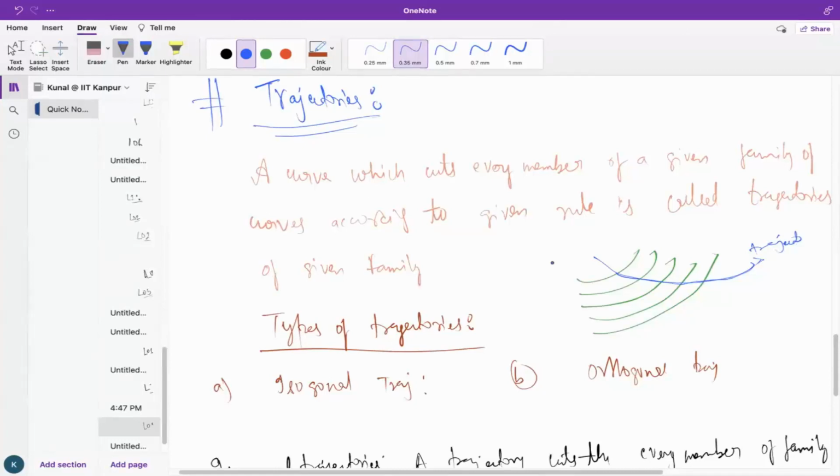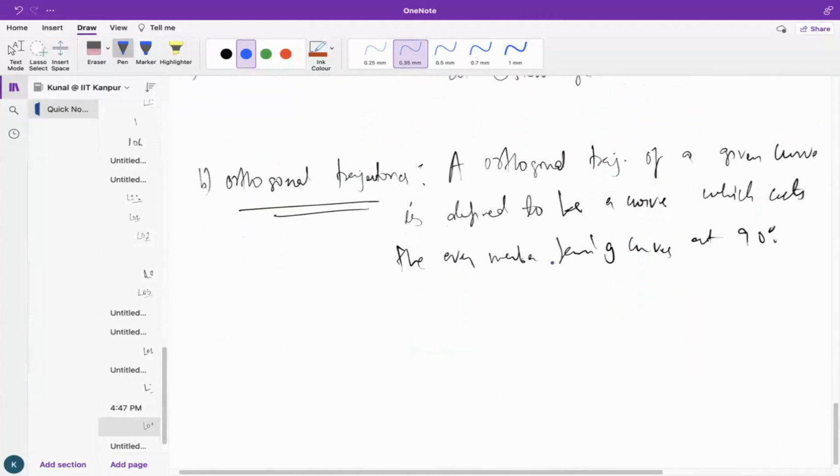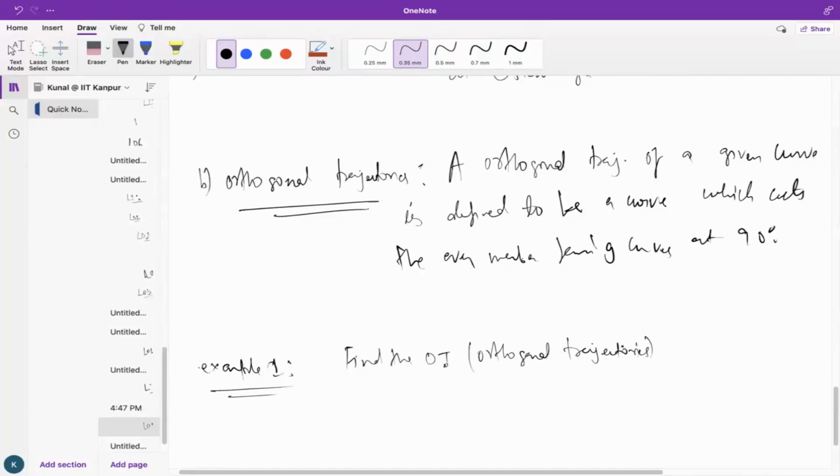Okay, so let's look at some examples and try to understand what I'm trying to say. So our first example is something like this. We have to find the OT, that means find the orthogonal trajectories of the following. The first question is x square minus y square is equal to k square.